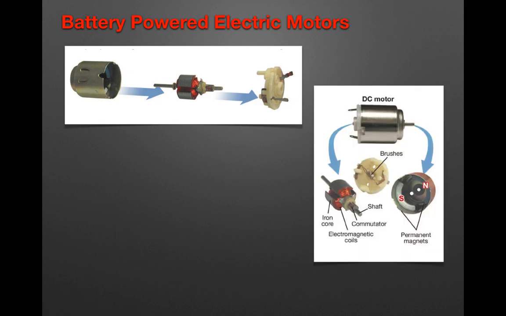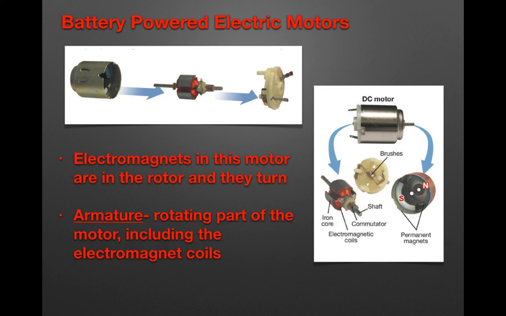The difference is just in how the electromagnets and permanent magnets are arranged. In the picture at the top, the permanent magnets surround the rotor and stay fixed in place on the inside of the metal housing. The electromagnets in this motor are in the rotor and they actually turn, so it's not like the last one where they were fixed on the outside. The rotating part of this motor is called the armature. This is the part that includes those electromagnetic coils we just talked about: the armature, the rotating part of the motor, including the electromagnetic coils.